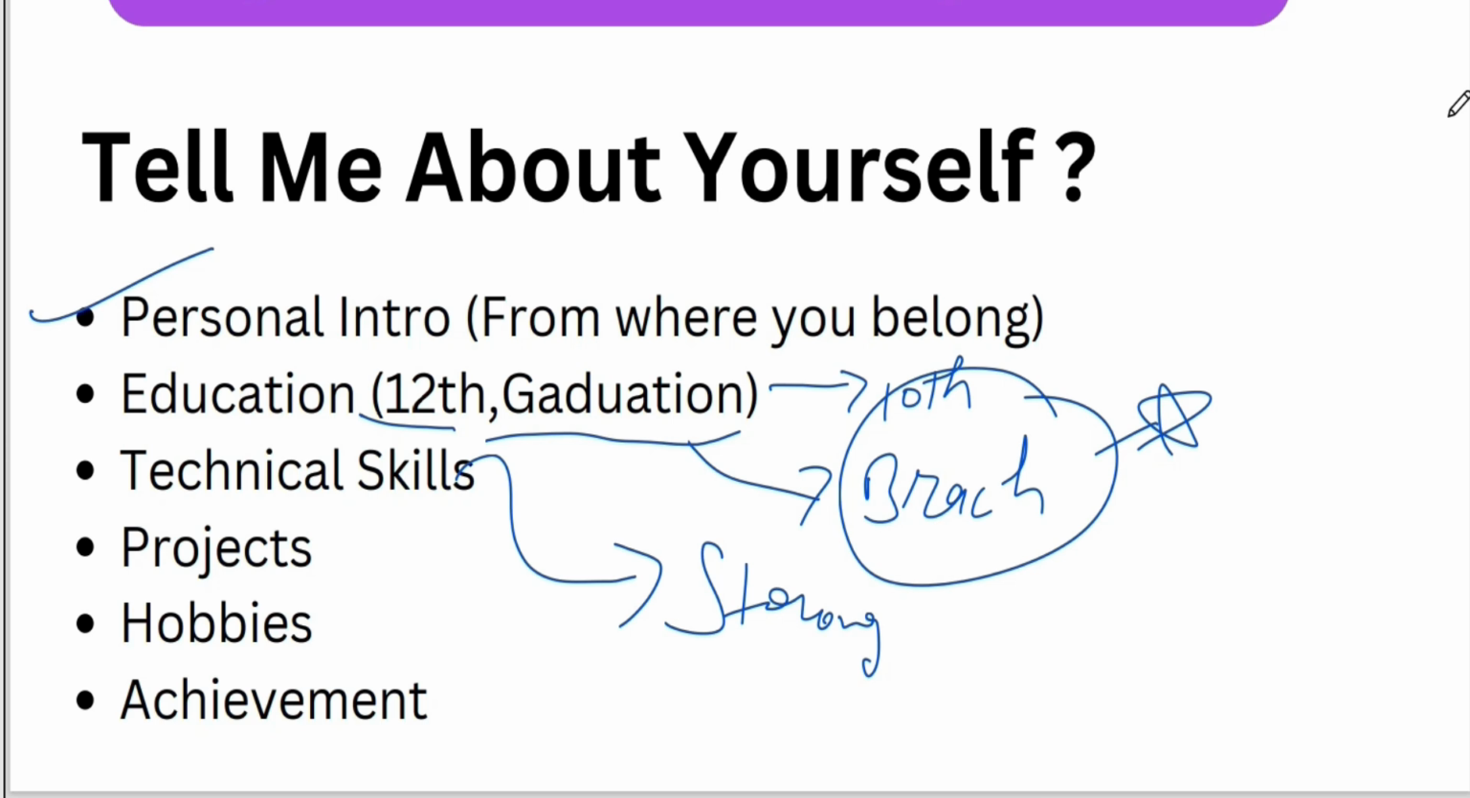It can backfire. Let's suppose you have strong knowledge of Java and limited knowledge of Python, and the interviewer asks you a question on Python, and you are not able to answer it. At that time it leaves a bad impression and may even lead to rejection. So please include only those languages in which you have strong knowledge. This is the third point.